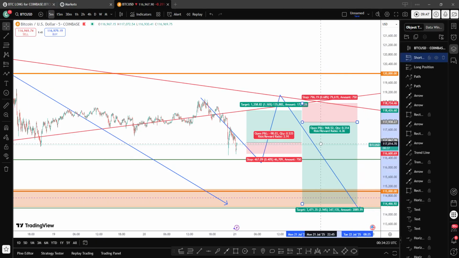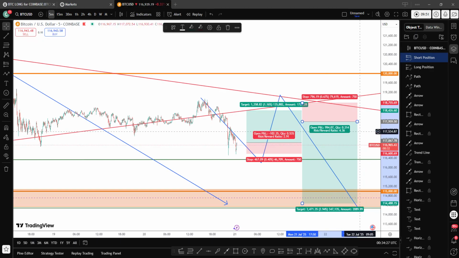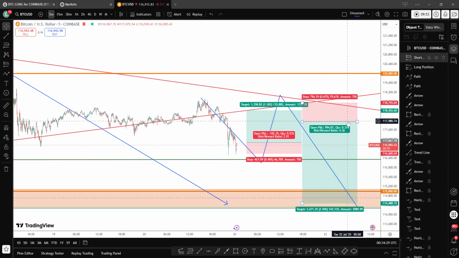Let's see how price will behave. So that's for BTC USD.